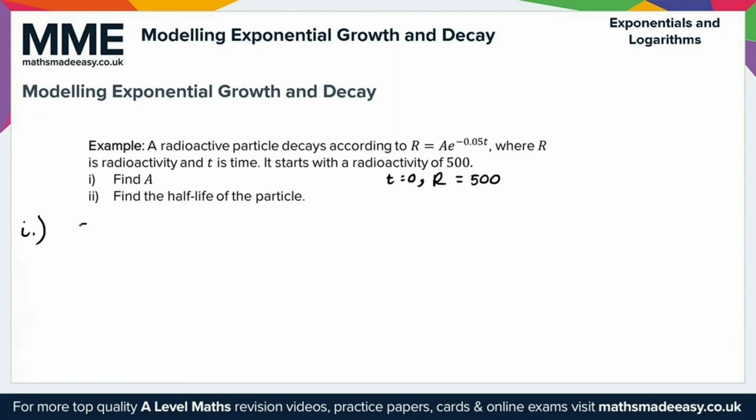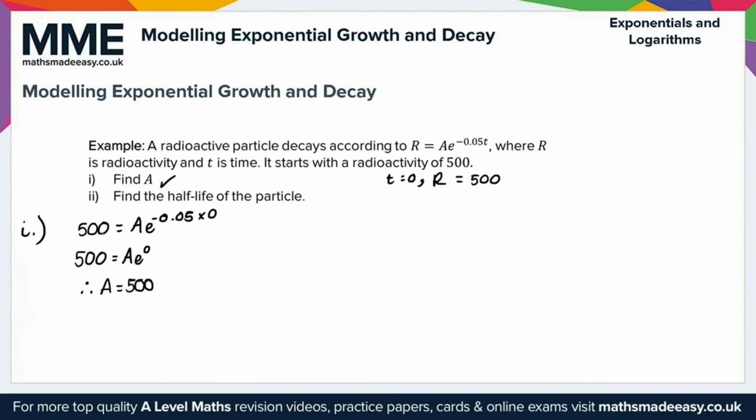So therefore, 500 is equal to A e to the minus 0.05 times t, which is equal to 0. Okay, and this here would give us e to the 0. So we get 500 is equal to A e to the 0. And remember, anything to the power of 0 is equal to 1. So I get 500 is equal to A times 1. So therefore that just tells us that A is equal to 500. And that simply gives us the solution to part 1 to find A.